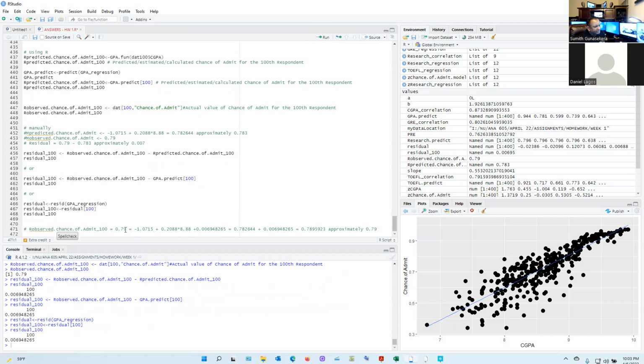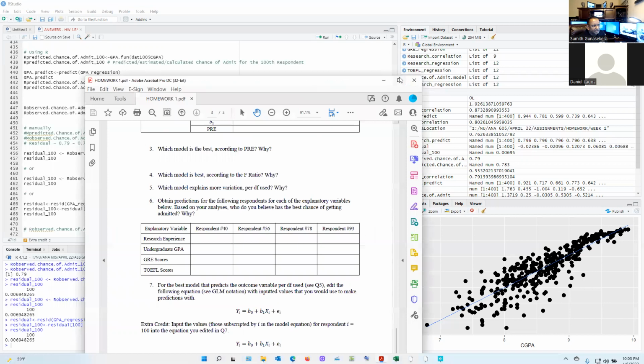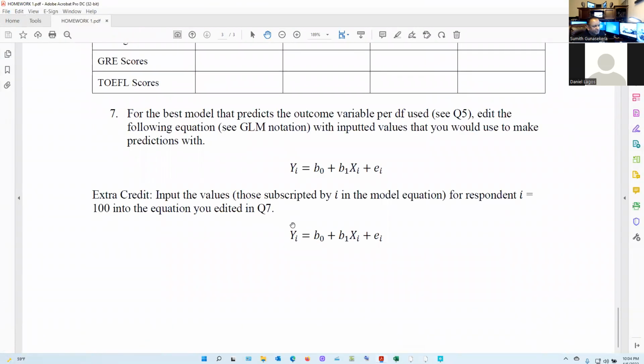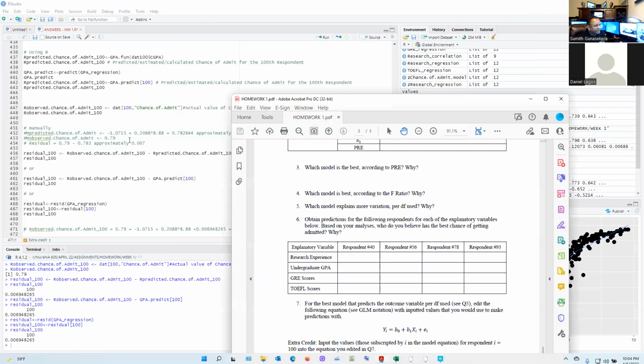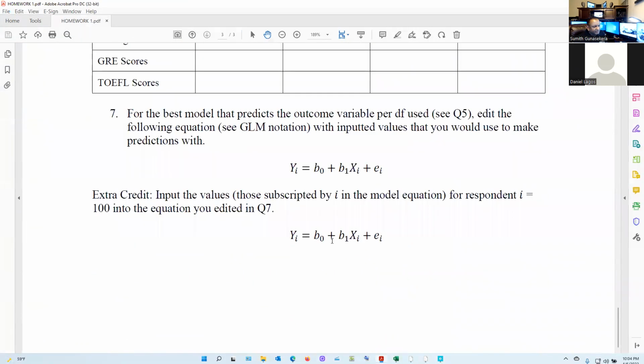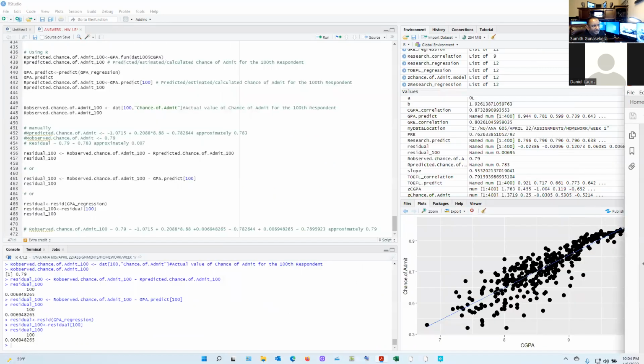Then if you put this 0.79 observed value into this equation with the error, you plug everything in on both sides. You know the observed value, you know B naught, you know B1, you know the 100% observed value, which is 0.79. You know the B naught value, which is negative 1.0715. I'm going to plug in everything here: negative 1.0715 plus B1, 0.2088, times the CGPA of that 100%, and you know the error of that person. So the left-hand side equals the right-hand side.